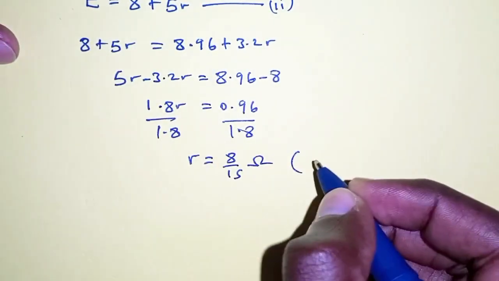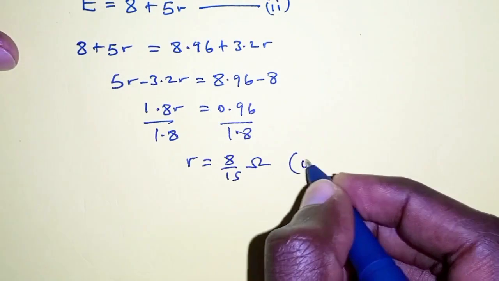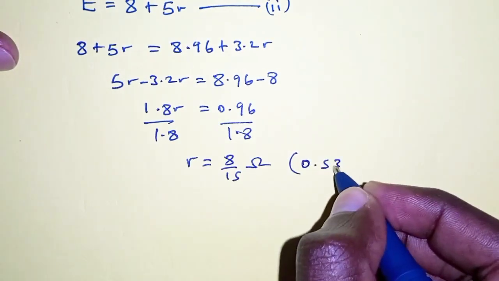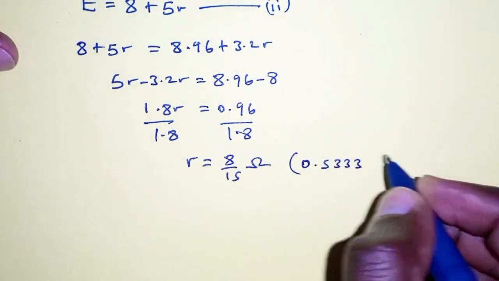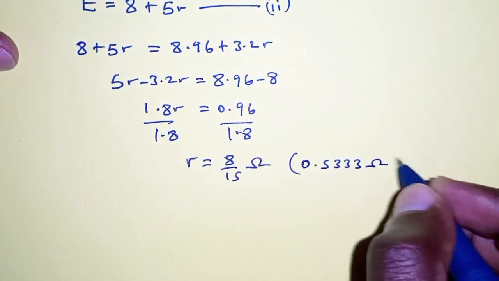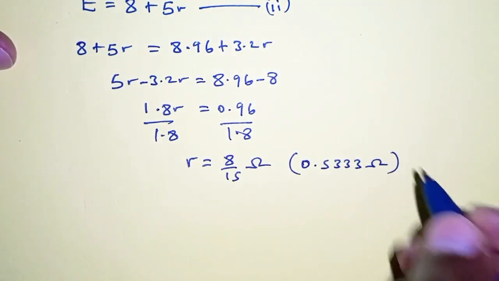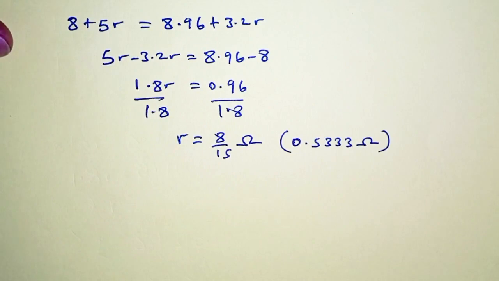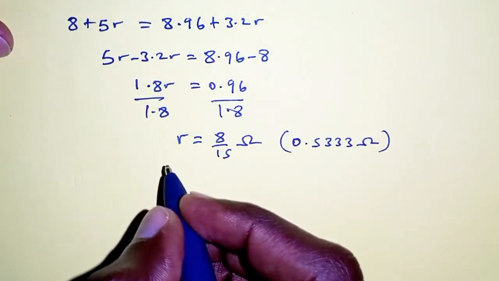Or if we wish to have it in decimals, that is just 0.53 recurring ohms. So that is for the internal resistance.